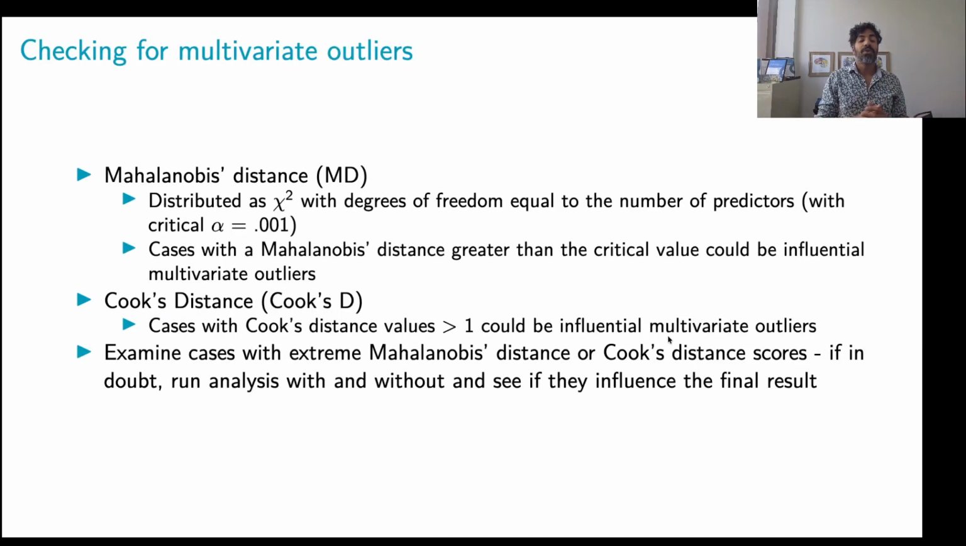So how do we check? Well, we use Mahalanobis distance, and that is distributed as chi-squared with degrees of freedom equal to the number of predictors. So with a critical alpha of 0.001.